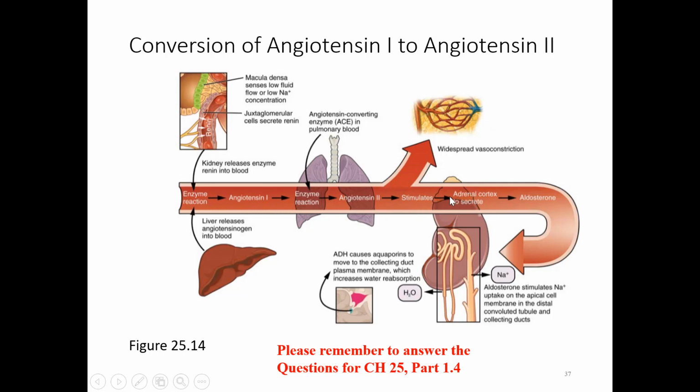It has a second function. It also stimulates the adrenal cortex of the adrenal glands above the kidneys, and the adrenal cortex produces aldosterone, another hormone that can increase blood pressure by stimulating sodium uptake of the distal convoluted tubule. Water goes after the sodium, and it retains water in the body, which increases blood volume and increases blood pressure. Okay, please answer the questions for part 1.4.